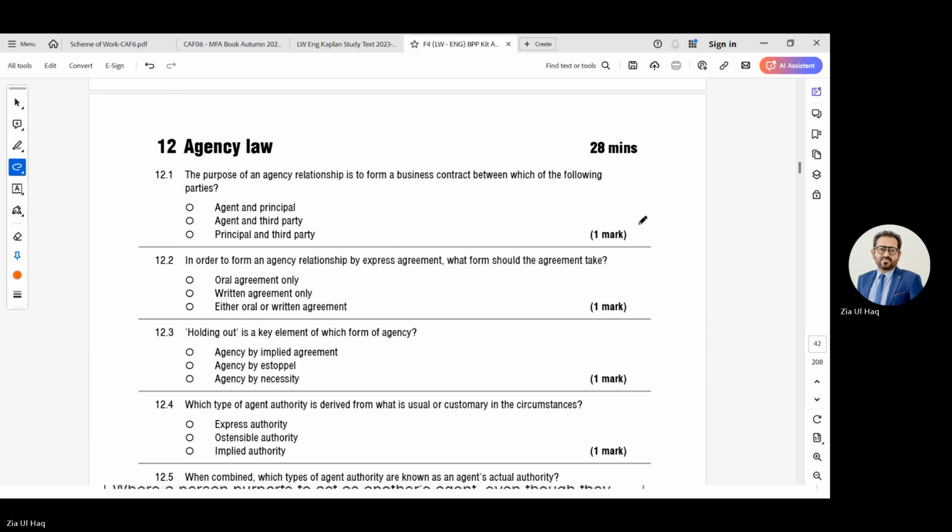12.1. The purpose of an agency relationship is to form a business contract between which of the following parties? The purpose of an agency relationship is to form a business contract. The business contract will be between principal and third party.